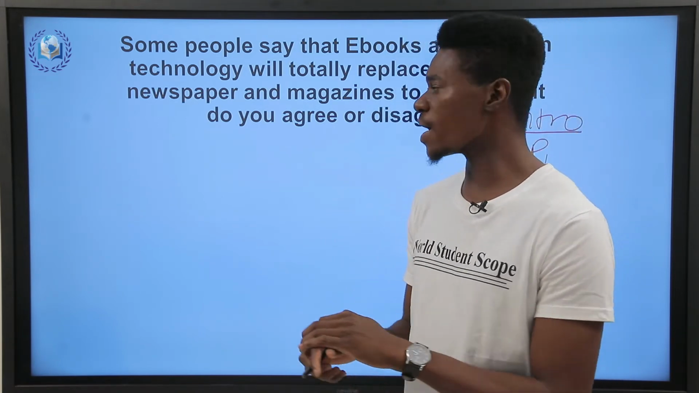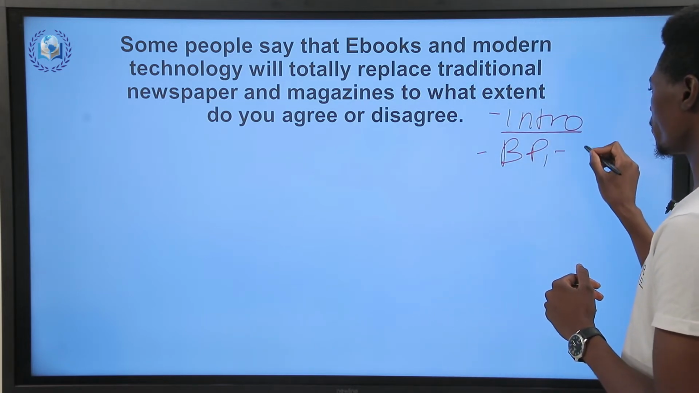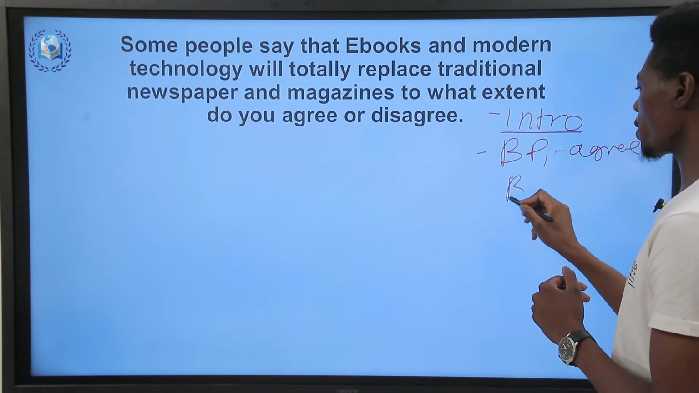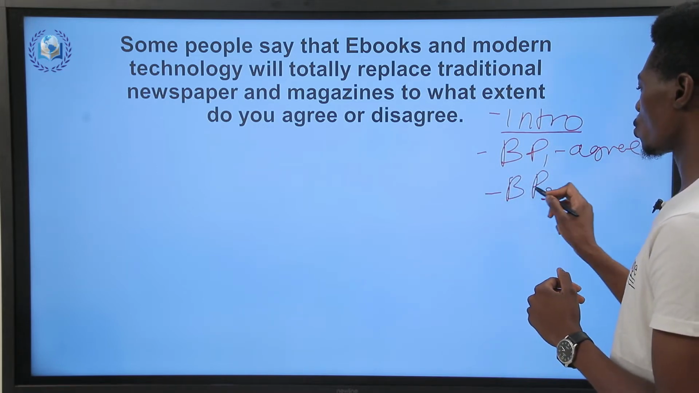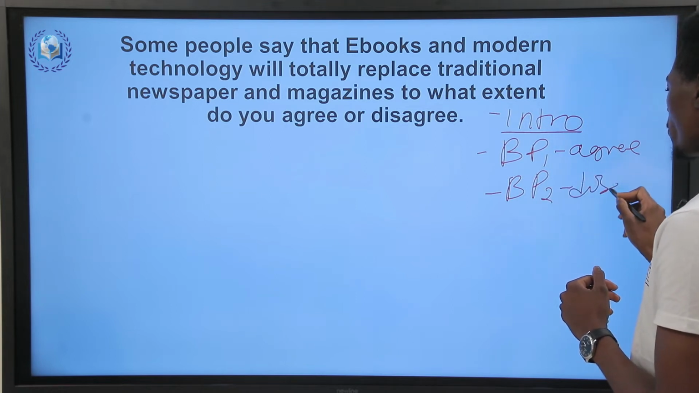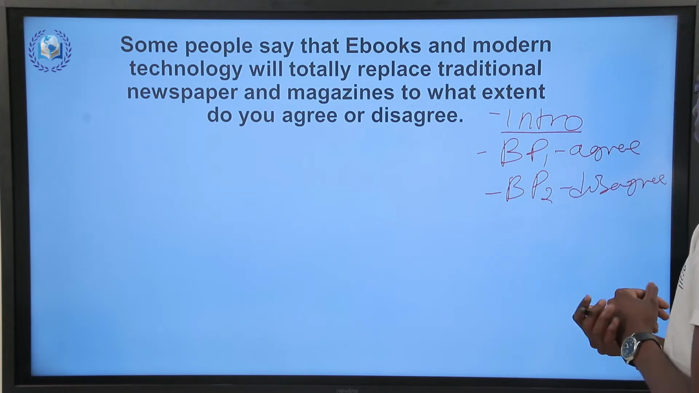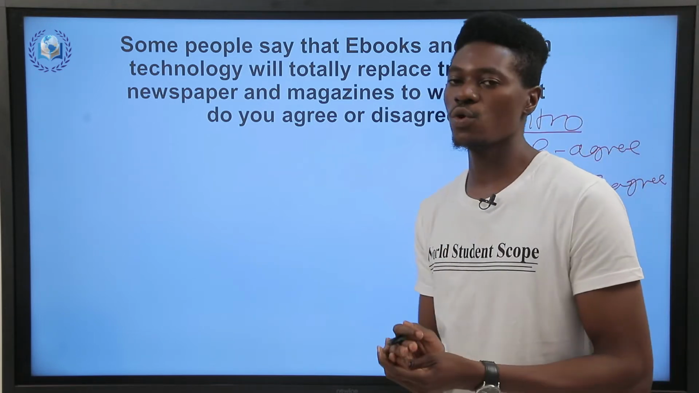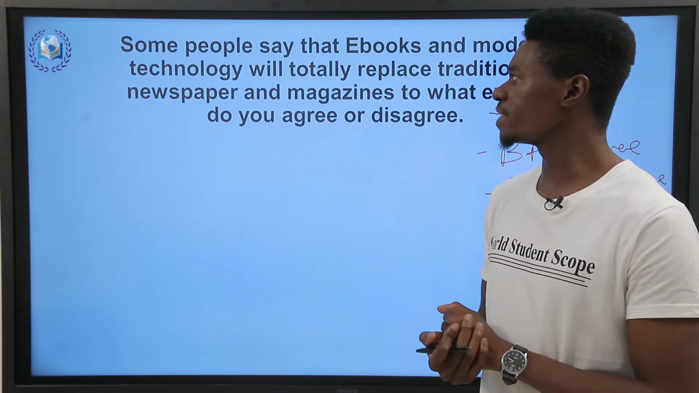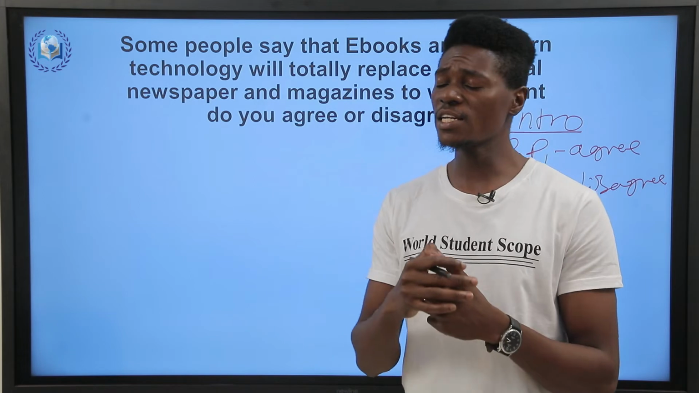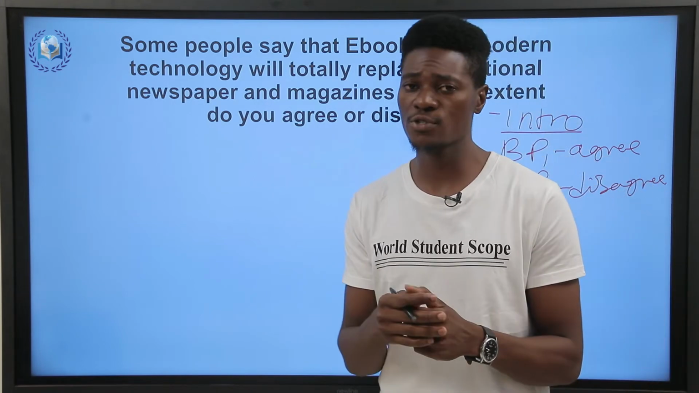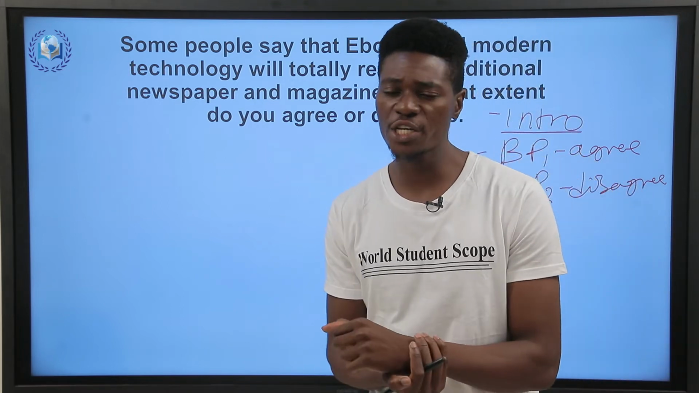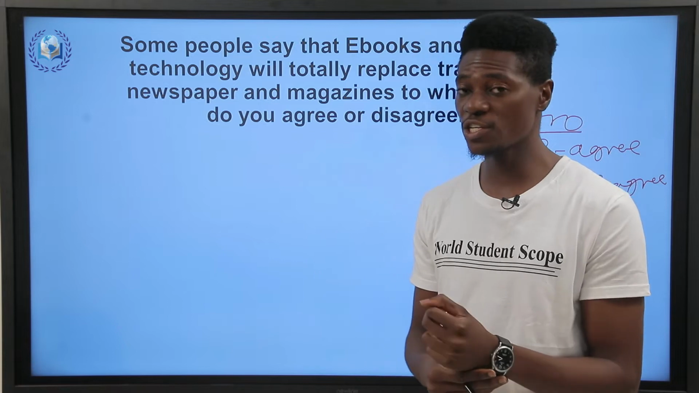So my body paragraph 1 will be about agreeing, and my body paragraph 2 will be about disagreeing. Okay? So now we are starting with agreeing. I agree that e-books, internet books, and some social media platforms which you use for studying will replace newspapers and magazines. I agree with this notion and I think it's a positive change.